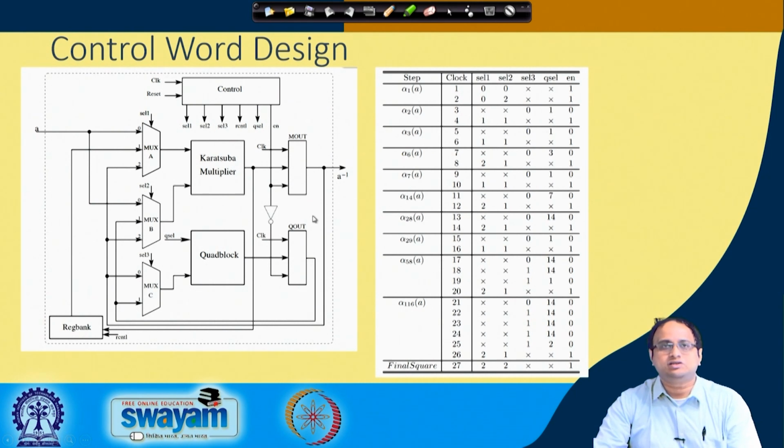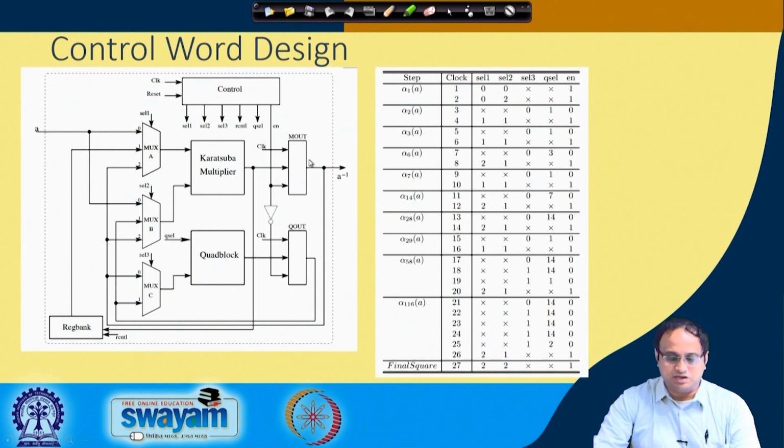So, this data I essentially get from the register bank, and therefore, I take this data and I send it to the quad block. Now if you observe here, in this third clock cycle select 1 and select 2 are not important, because the multiplier is not working here. Rather, what is important is select 3. In select 3, I have set it to 0, which means I am getting this data, and this data is being taken from here.